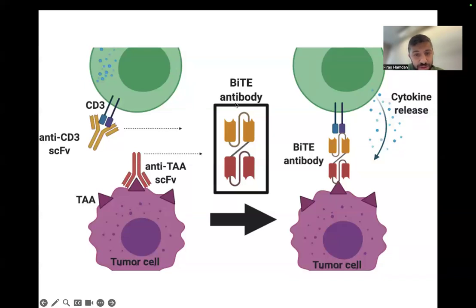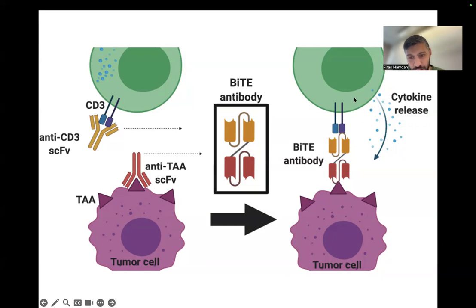You create something called a BiTE. So this BiTE now has a variable region binding to your T cell and a variable region binding to your tumor cell. When you inject this into the patient, what's going to happen is that this CD3 part is going to bind to your T cell.